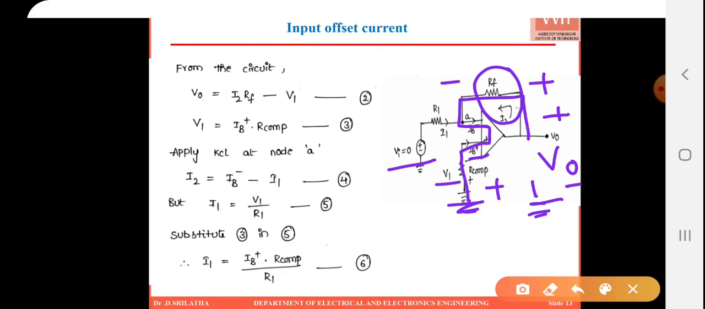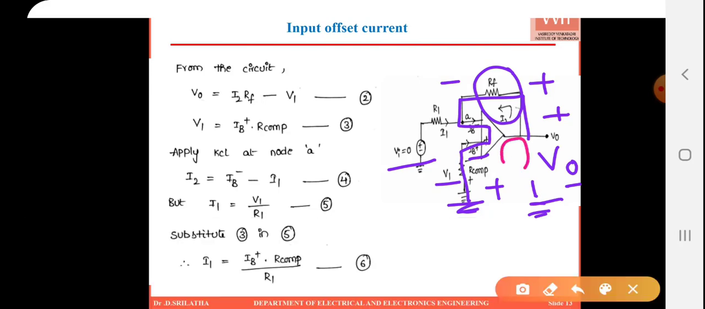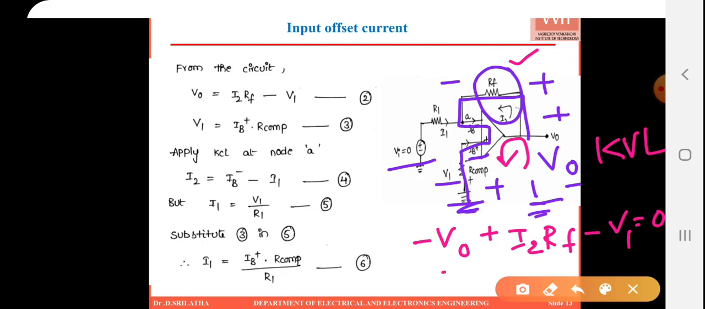Now, if we apply KVL for this loop, in this path we have 3 branches. One is minus to plus. Let us say it is minus V0. And in this branch it is plus to minus. Let us say it is plus I2 times RF. And we have another branch of V1, which is minus to plus. So minus V1 is equal to 0. So if you apply KVL in this loop, we get this expression.